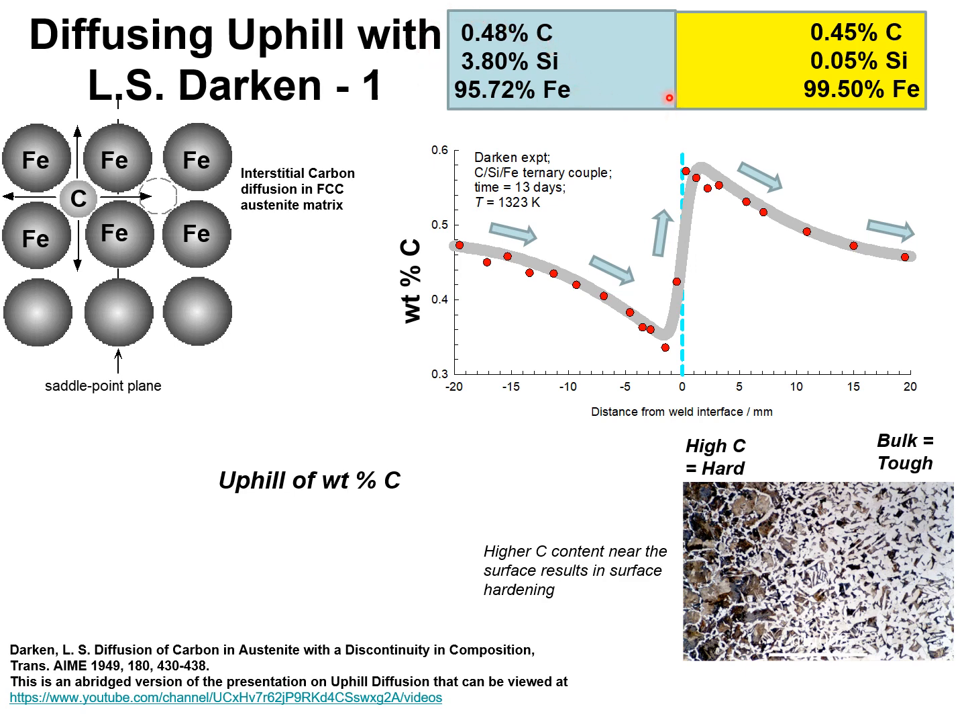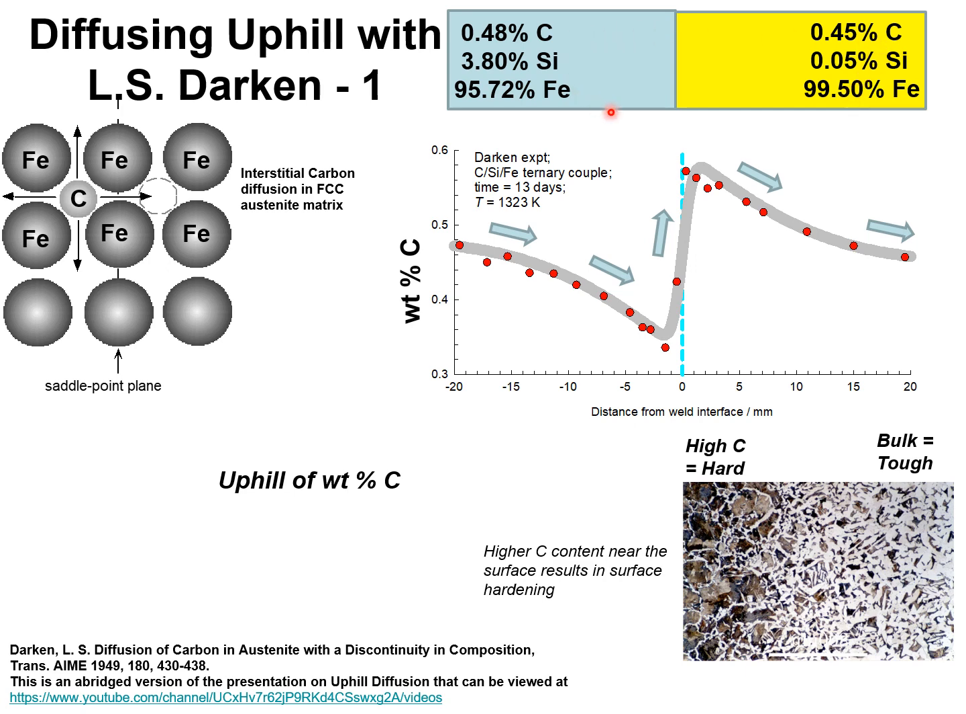On the left side, we have the composition of 0.48% carbon, 3.8% silicon, and the remainder iron. The right-hand side, the bar contains 0.45% carbon, practically the same as in the left bar. Significantly lower amount of silicon, 0.05%, and the remainder iron.